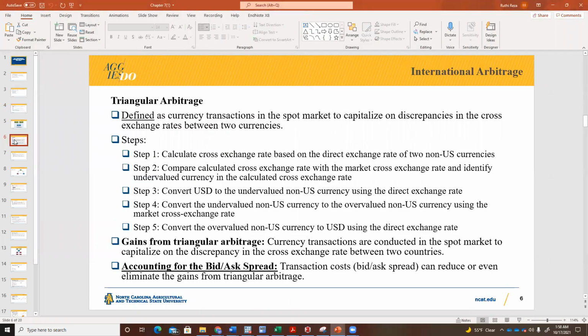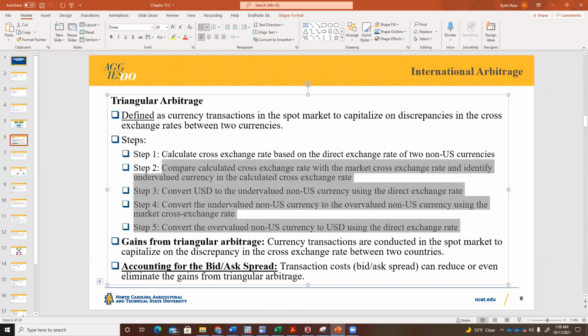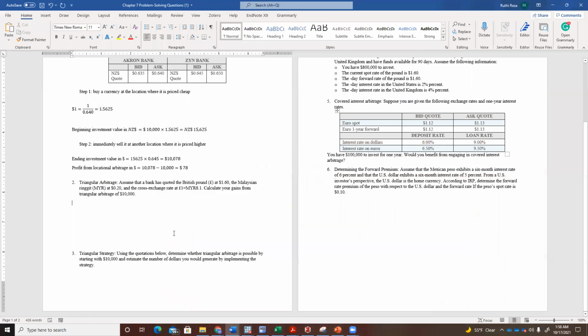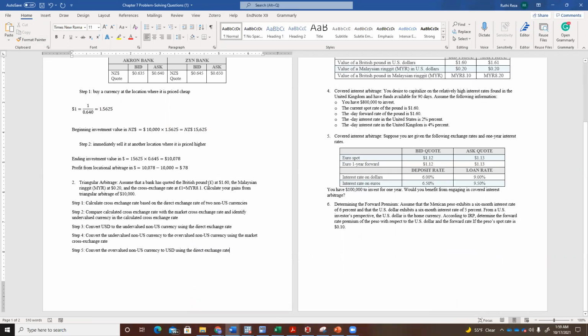Now just to check if we have any triangular arbitrage, we need to first calculate cross exchange rate from the direct exchange rate, and then we are gonna compare the calculated cross exchange rate with the market cross exchange rate. If there is any mismatch, then we have the arbitrage opportunity. If calculated cross exchange rate is exactly the same as the market cross exchange rate, only then we don't have any arbitrage opportunity. All right.